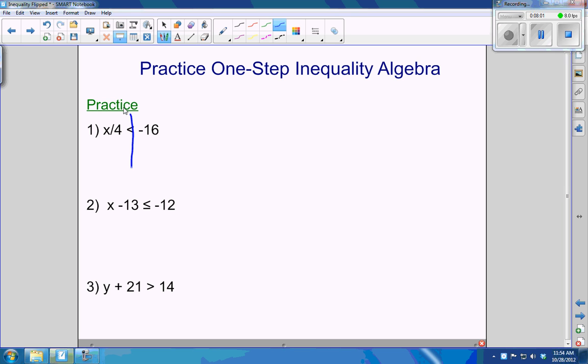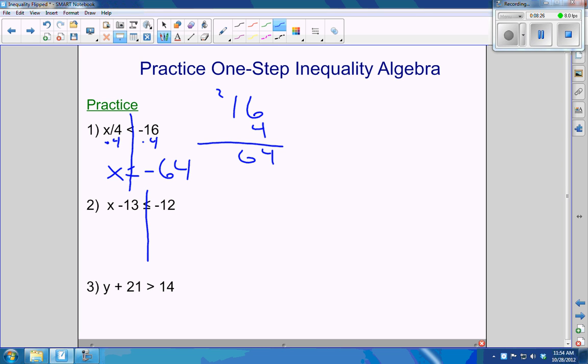Number 1. Start with my line. Just like the equal sign, the opposite of divide by 4 is times by 4. Times by 4. 16 times 4. 6 times 6 is 24. Here are the 2. That gives me 64. X equals a negative times a positive is a negative 64. Just like one-step algebra with an equal sign.